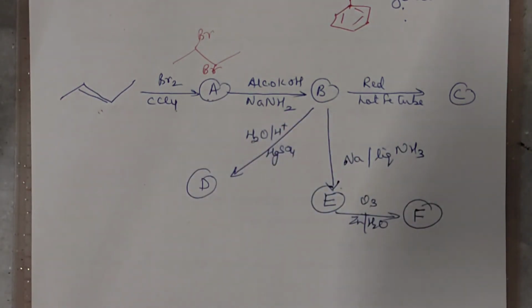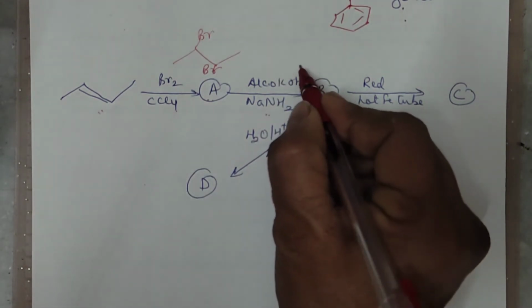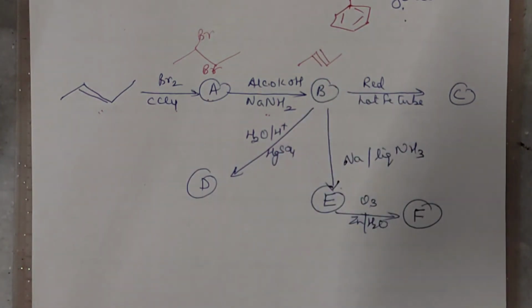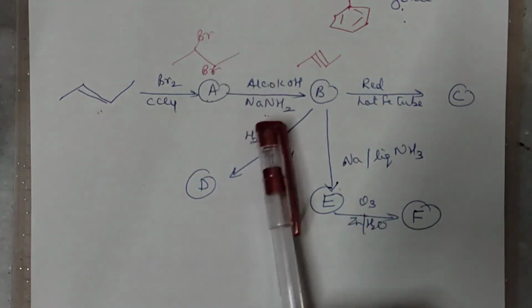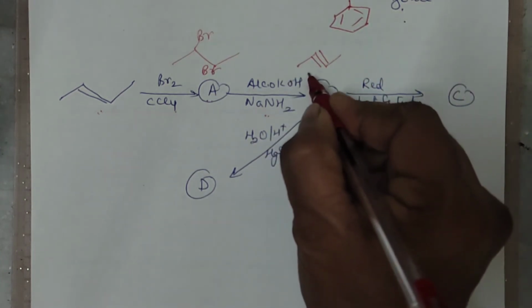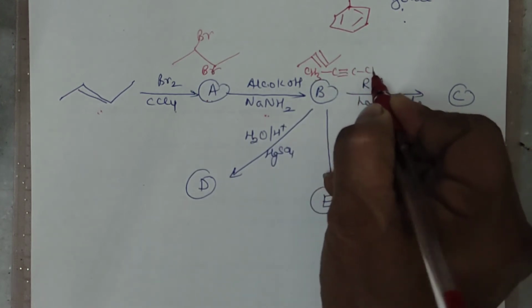2,3-dibromobutane is obtained. Now with alcoholic KOH and this NaNH2, you get a triple bond here. That means you will get but-2-yne. Both the Brs have to be removed. Alcoholic KOH will remove Br and H, and NaNH2 also. You will get this butyne. Instead of writing this way, you may also open up the structure and write this way: CH3C triple bond CCH3.